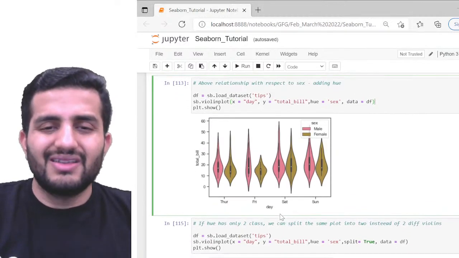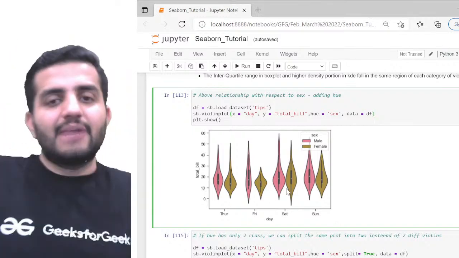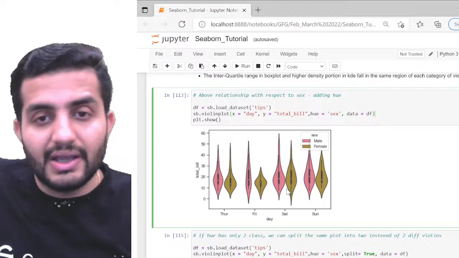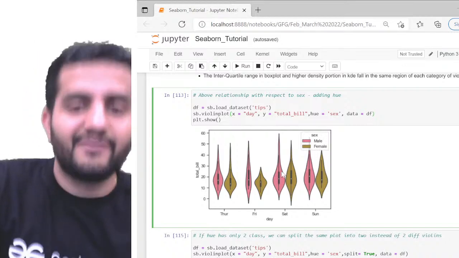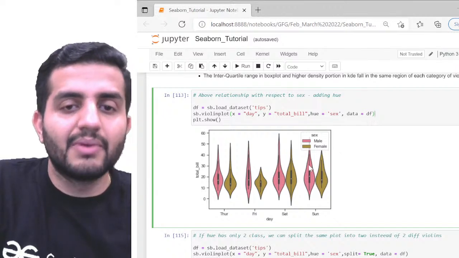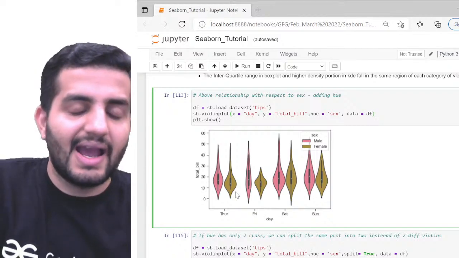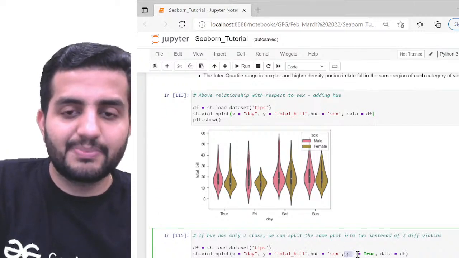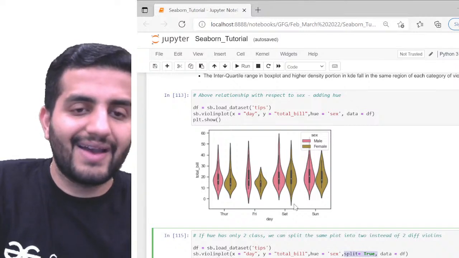Okay. So now this same graph can actually be merged. So if we have the option of the class in my hue being only 2, for example, I have only 2 classes, male and female, right? So if the hue class is only 2, I can merge these 2 violins also in the same graph. So instead of 2 separate violins, I can make one single violin. I can do that with another argument called split. If we add split equal to true, we can make these 2 different violins into a single violin.